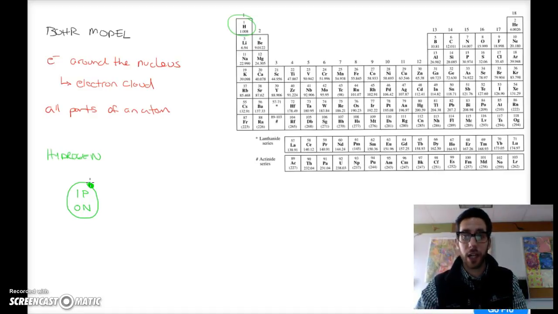It does get more complicated. So let's draw another one, something that would require 2 shells. Let's look down at lithium, the next one in that column.